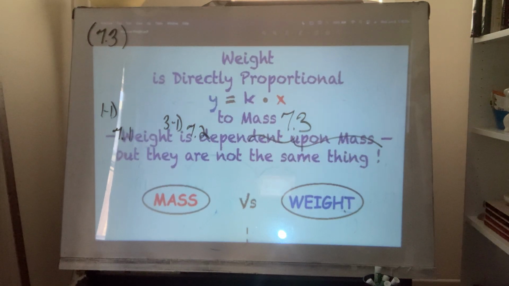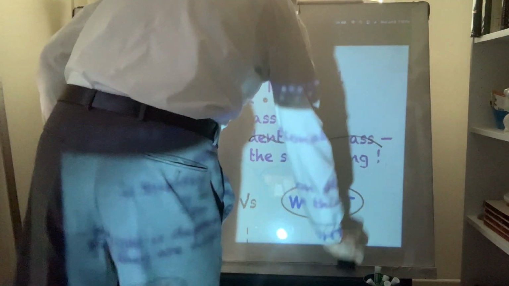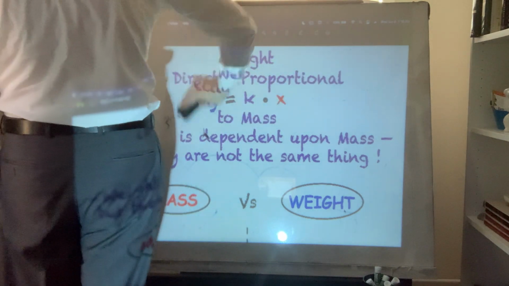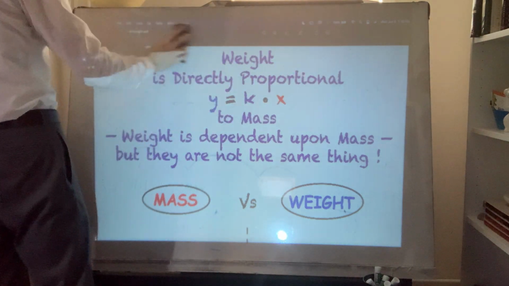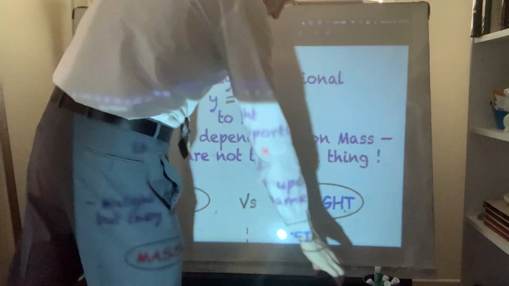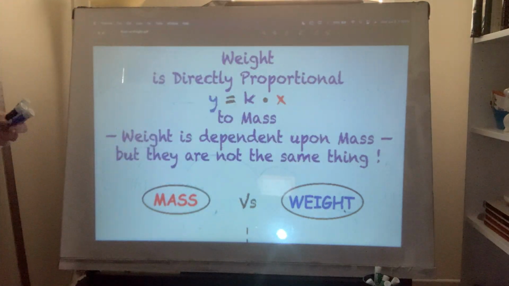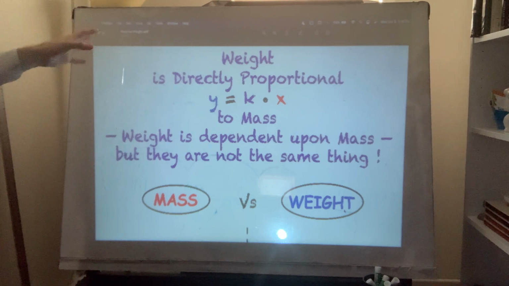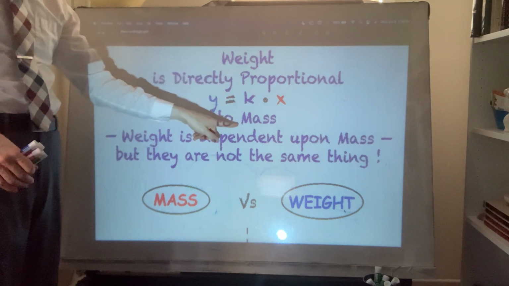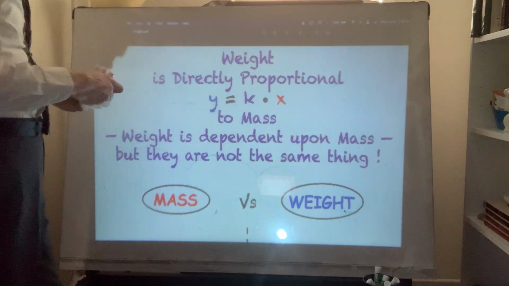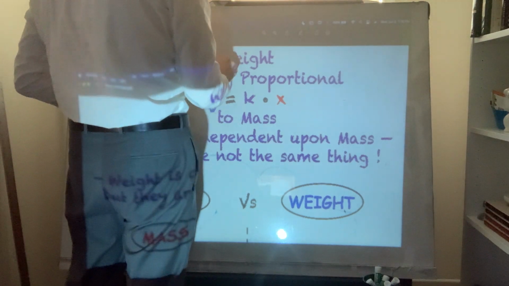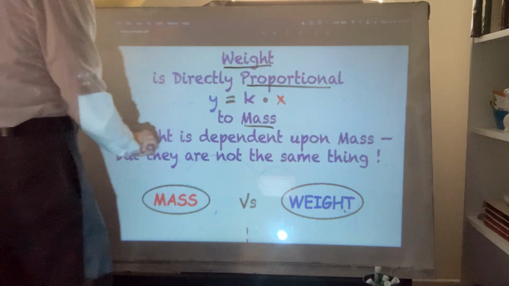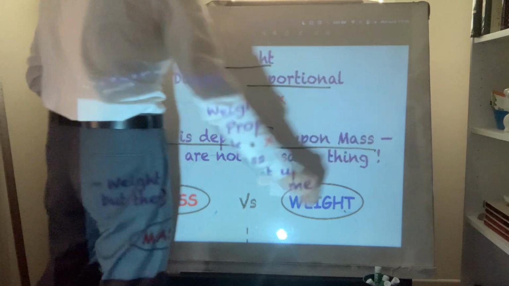Now, these are often confused or conflated. The subject of weight and mass. But here's the distinction and how you would help identify these. Weight is proportional to mass. They are related. Weight is proportional to mass, which means what? It means that weight is dependent upon mass.